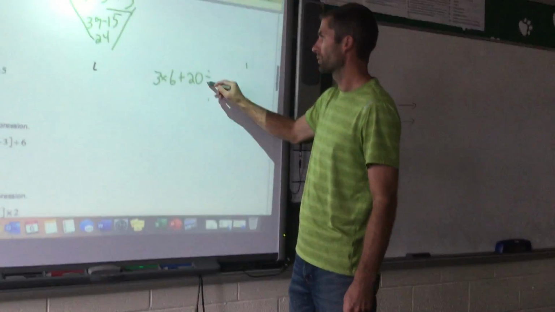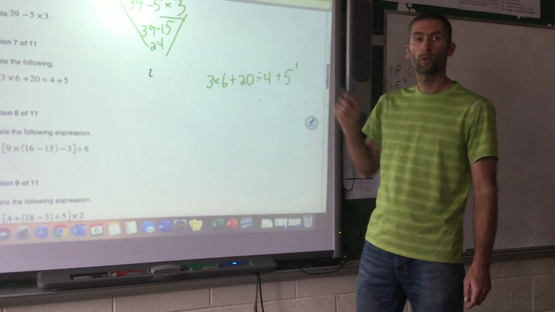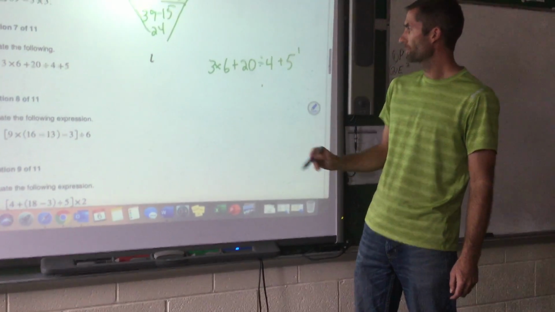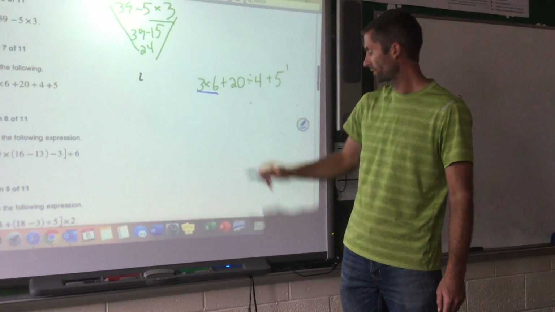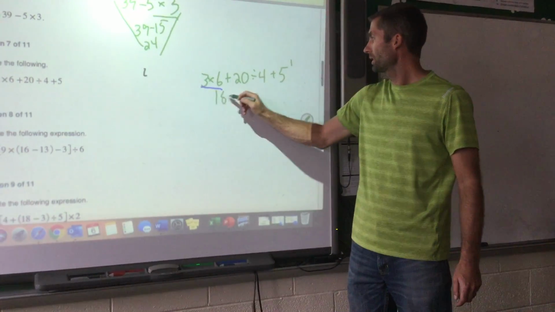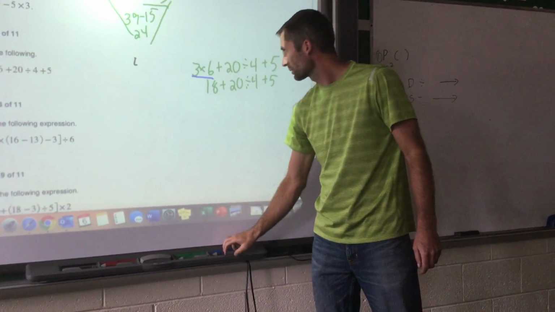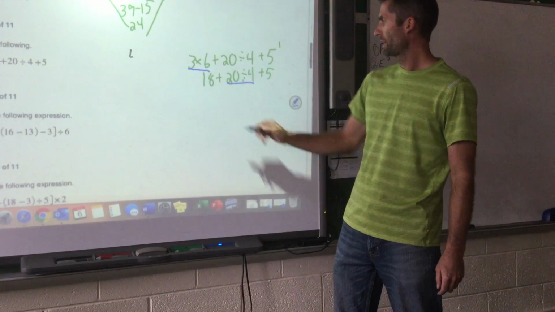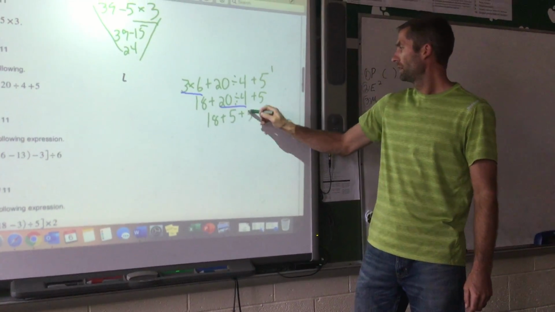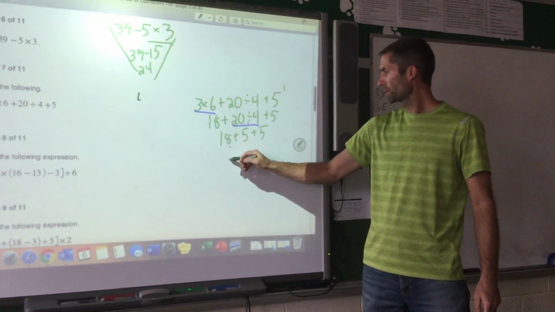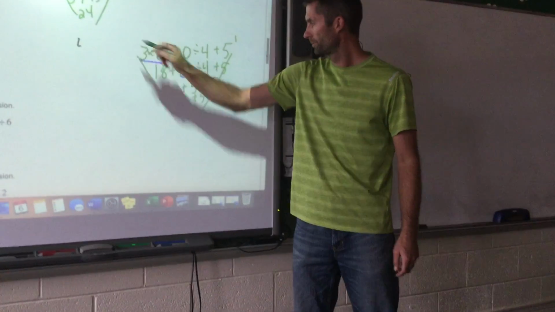Next one's a longer one. Please don't fight me on this. Show all your work, show all your steps. We have 1, 2, 3, 4 operations, so I should see 1, 2, 3, 4 steps. First one, no parentheses, no exponents, multiply or divide, left to right, that's first. So that's 18 plus 20 divided by 4 plus 5. Order of operations, multiply or divide. There's a divide. So that's 18 plus 5 plus 5. Now we add or subtract left to right. So we add first. We add there. There's your answer. There's our funnel.